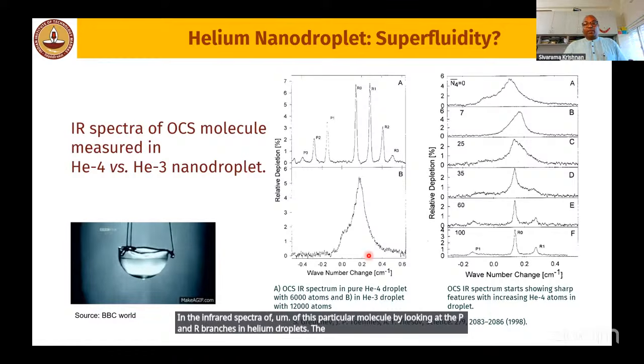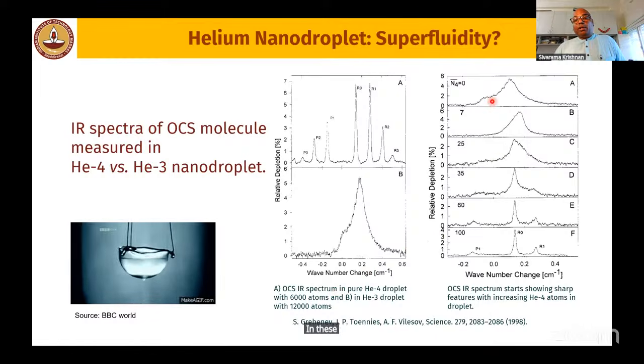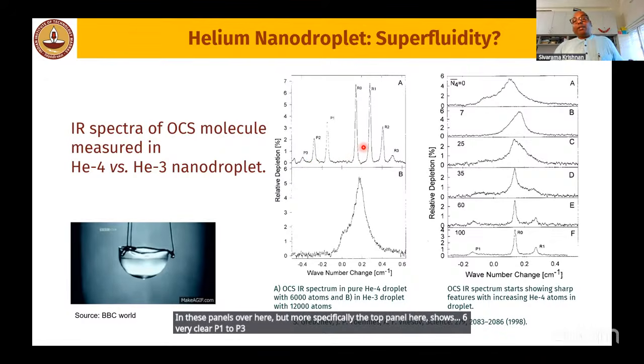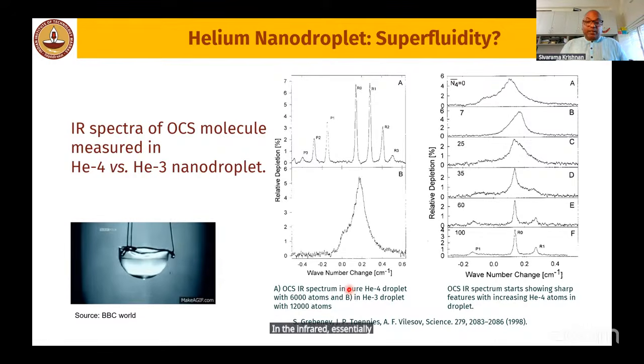The IR spectrum in these panels over here, but more specifically the top panel here, shows 6 or 7 very clear spectral lines, P1 to P3, R0 to R3. Whereas the same molecule, when its rotational spectrum is measured in the infrared, essentially in helium-3 droplets, shows a very blurred band over here.